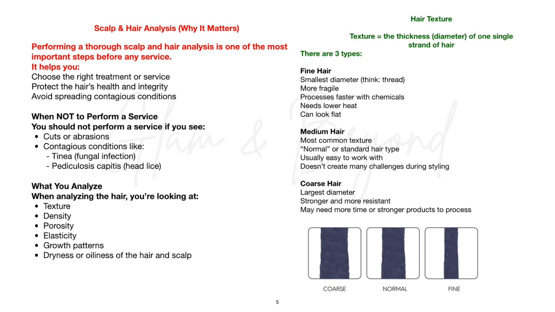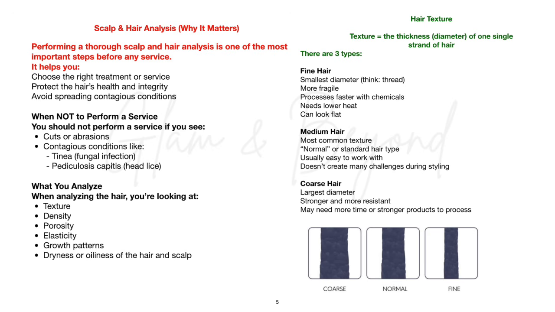Texture is the thickness or diameter of one single strand of hair. There are 3 types: fine hair, medium hair, and coarse hair. Fine hair has the smallest diameter. Think thin as a thread, more fragile, processes faster with chemicals, needs lower heat, and can look flat.